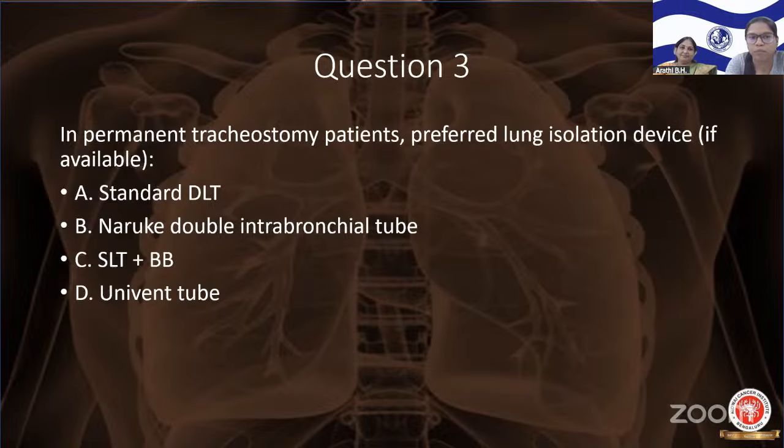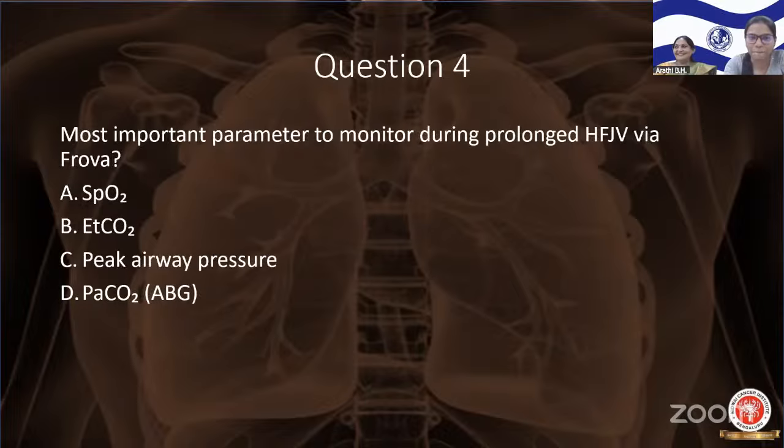Question number 3. In a permanent tracheostomy patient, what is the preferred lung isolation device if available? Standard double lumen tube, Naruke double lumen endobronchial tube, single lumen tube with bronchial blocker, or Univent tube? Which is the correct one? All of them are answering B, ma'am. Rohit was the first one to answer. Very good.